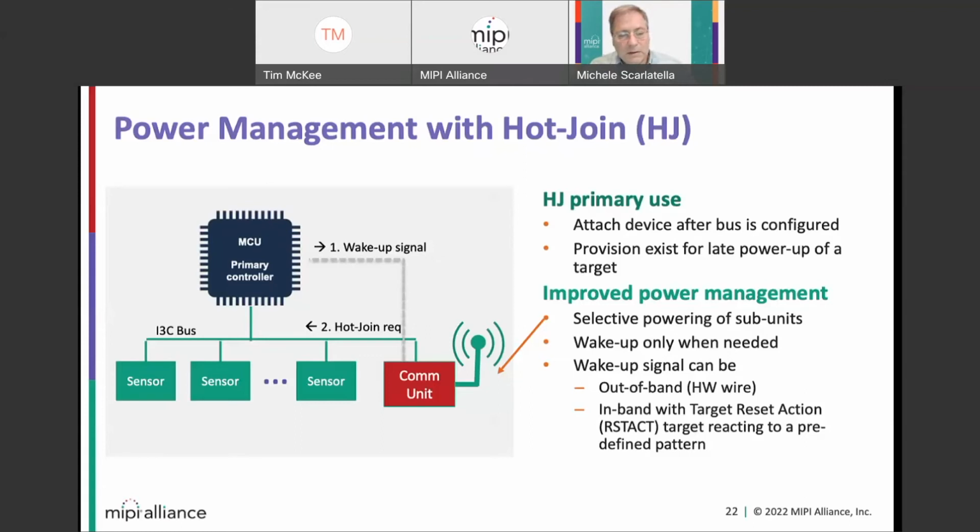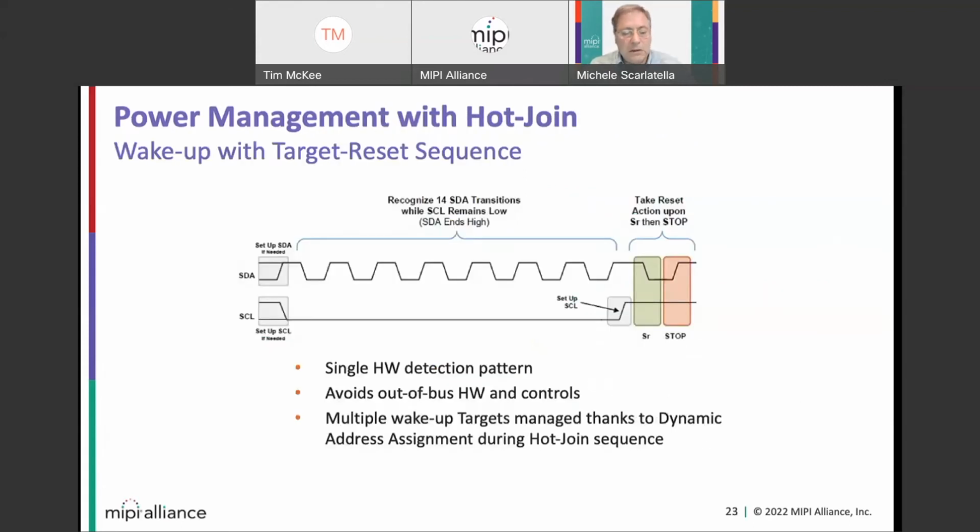The target reset is similar to the HDR, but now the number of toggles is higher. You need to toggle the SDA line 14 times, and there are really only a few gates needed to implement that and generate the hard reset. This will only be recognized by the target the command is addressed to, so the other targets will ignore it. Of course, the one that's sleeping does not know it's going to it, but it will be the only one responding, and so it wakes up.